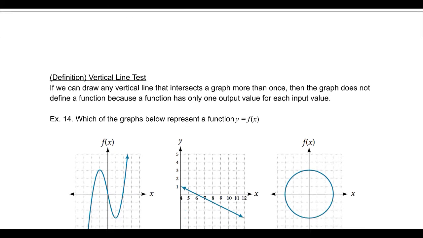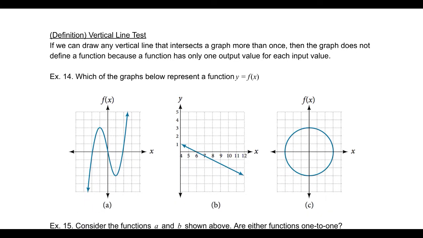Okay, next we see something called the vertical line test. The vertical line test tells us that if we can draw a vertical line that intersects a graph more than once, then the graph does not define a function, because a function has only one output value for each input value. So basically, drawing a vertical line tells us whether the x's repeat, whether an x value has more than one y value.